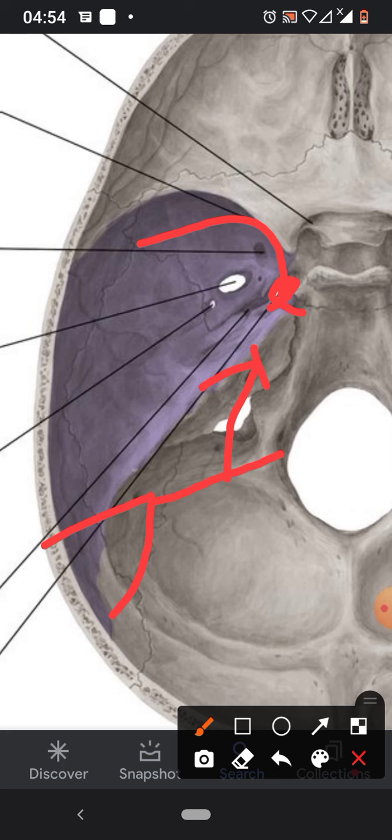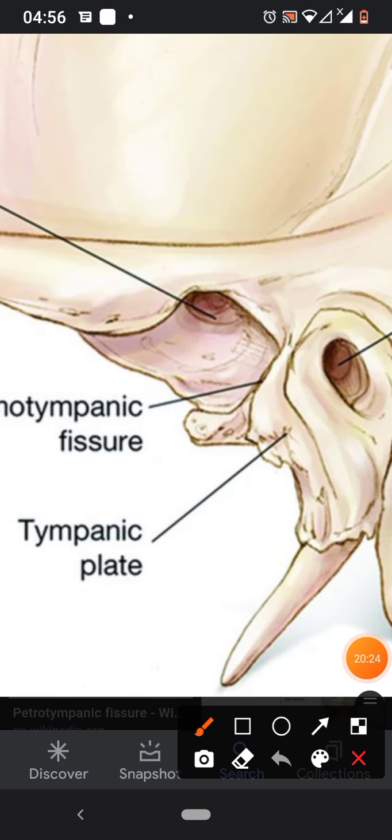So this picture is shown. This picture I have opened for you to show you the Teleco tympanic fissure. This fissure, which is the Teleco tympanic fissure, is also called the sphenotympanic fissure.